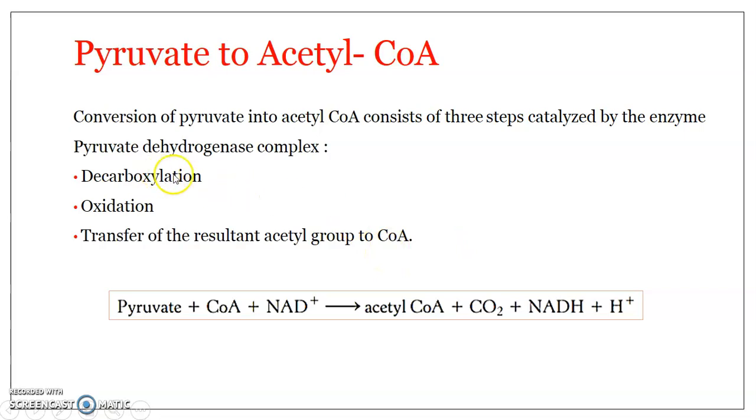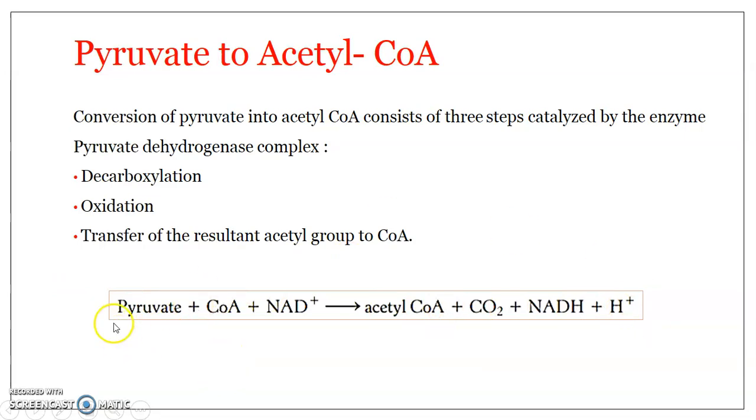Okay, so pyruvate undergoes decarboxylation, the intermediary substrate undergoes oxidation, and then there is the transfer of the acetyl group onto the coenzyme. So this is how the whole process takes place. Okay, we'll look into the detail of each of these steps, and this is the final equation which shows the conversion.